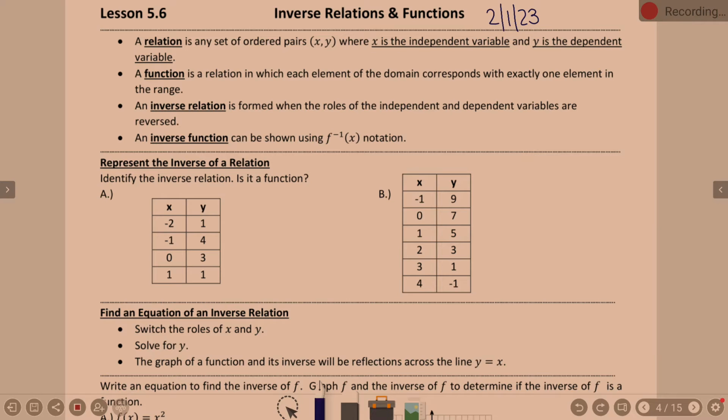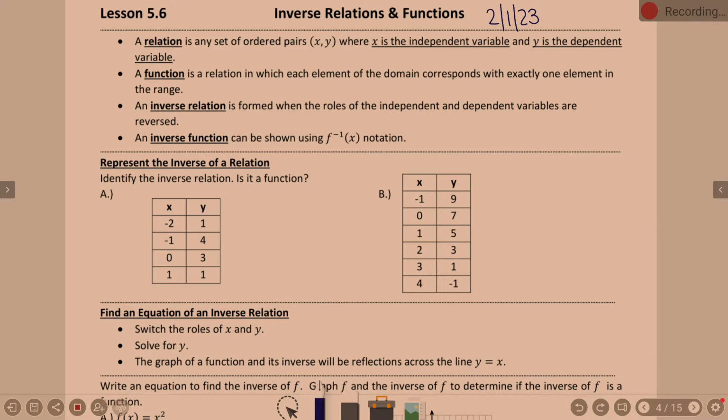Now, inverse. An inverse relation is formed when the roles of the independent and dependent variables are reversed. So that's taking your x values and your y values and switching them. Okay? And then if you know something is an inverse function, you can use f inverse of x, so f to the negative 1 of x, as your notation to show that it is an inverse function. Okay? So let's look at A. We'll start easy. Identify the inverse relation, and then is it a function?